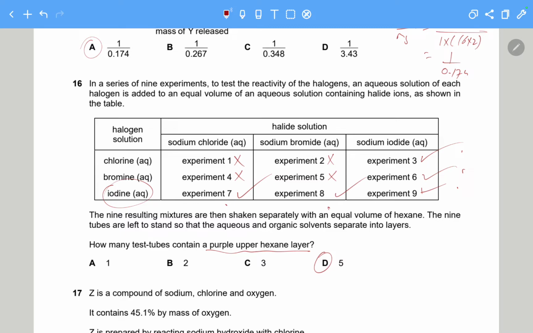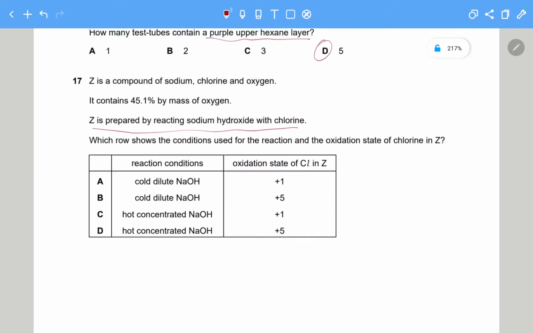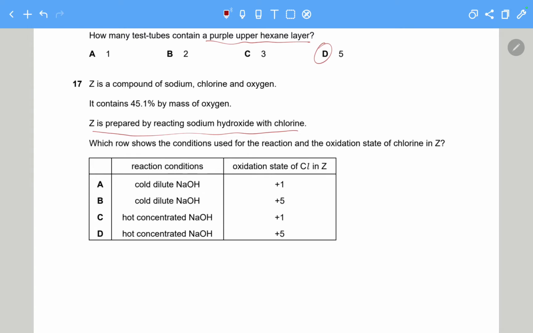Question 17. Z is a compound of sodium, chlorine and oxygen. It contains 45.1% by mass of oxygen. Z is prepared by reacting sodium hydroxide with chlorine. Which row shows the conditions used for the reaction and the oxidation state of chlorine in Z? Now remember, there are two types of reactions. One is when you react the chlorine with hot concentrated sodium hydroxide, and the other is when you react it with cold dilute sodium hydroxide. In the case of the hot concentrated sodium hydroxide, you get NaClO3. In the case of the cold dilute sodium hydroxide, you get NaClO.